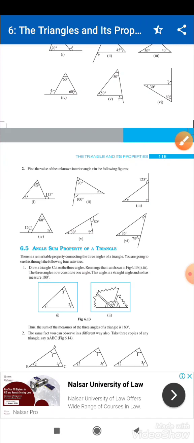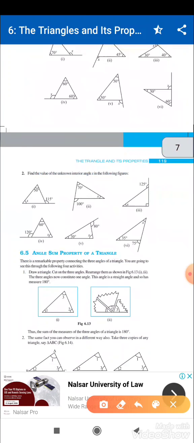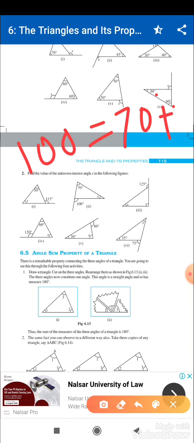Now move to the second part of this question. In the second part it is given that 70 degree and x are the interior opposite angles of a triangle and 100 degree is the exterior angle. So we apply the exterior angle property here. First we write 100 degree, and its value is equal to 70 degree plus x degree, by the exterior angle property.